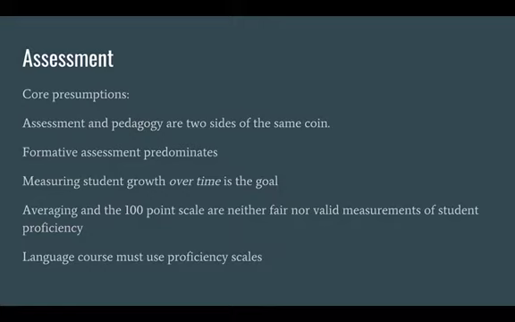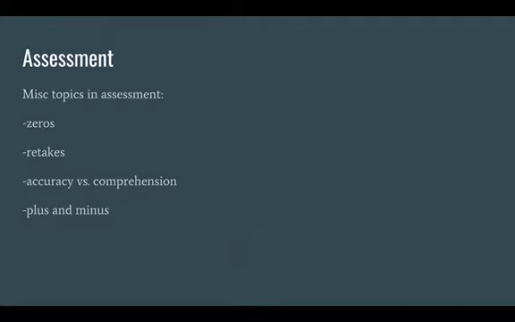Measuring student growth over time is the goal. If you were at back to school night, you heard me say it's unrealistic to expect your child to have an A all through the year, because learning doesn't happen like that. If that were the case, they're in the wrong class. They need to move up. And of course, we're going to use proficiency scales.